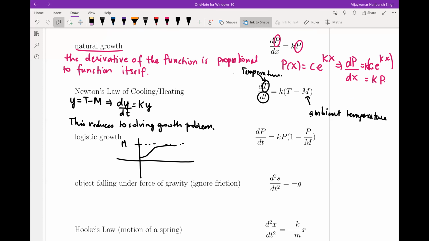Now the question to ask here would be, well, we can't solve it yet, but do we know when dP by dt equals 0? Such a point is called an equilibrium point. When the system is in equilibrium, that means there's no change, that means the derivative is 0. And that would happen when P equals 0 or P equals M.